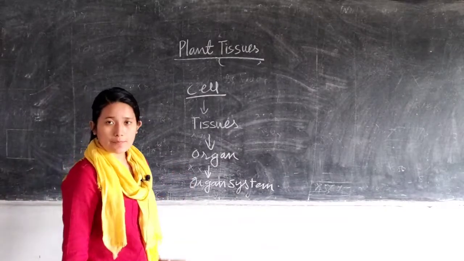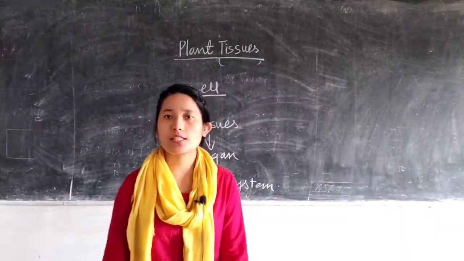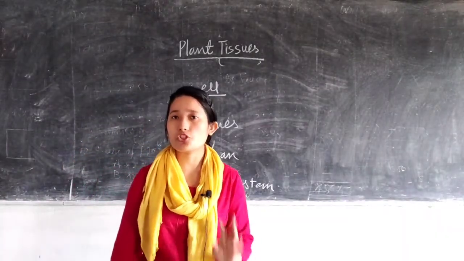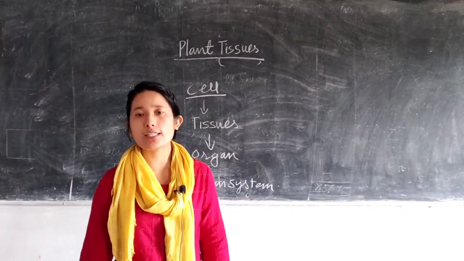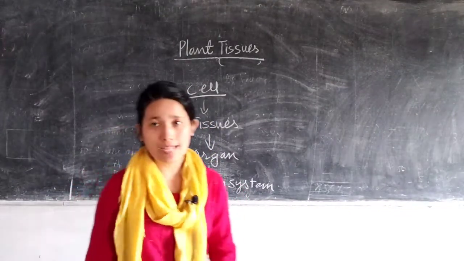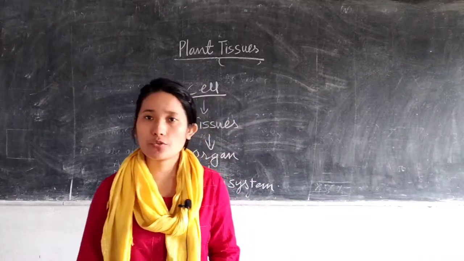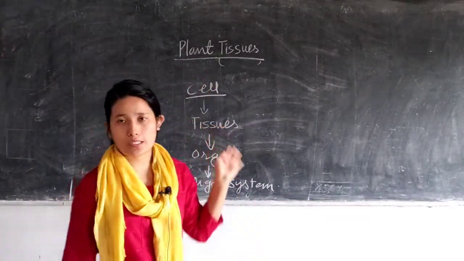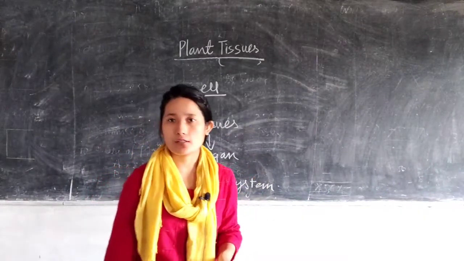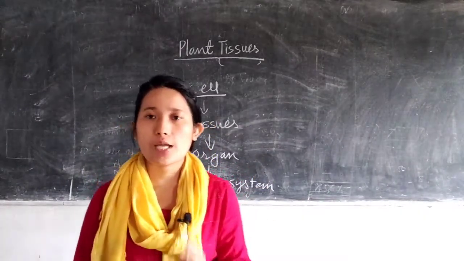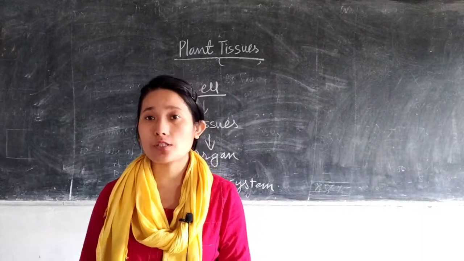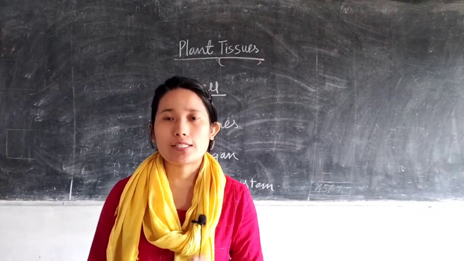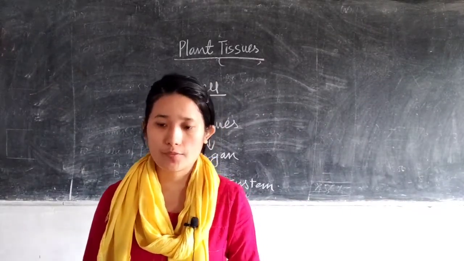Now in this chapter we will be discussing only plant tissues. Tissues can categorically be divided into 2 types, that is plant tissue and animal tissue. We all know where plant tissue is present, right? It's in plants. So in chapter 1 we will be discussing the types of plant tissue, where it is present and what its function is.